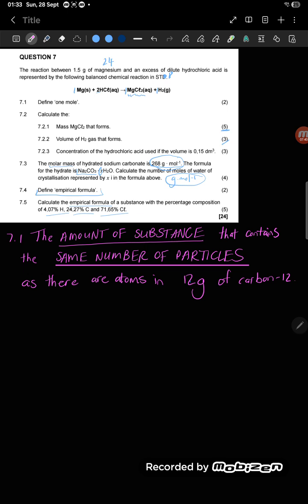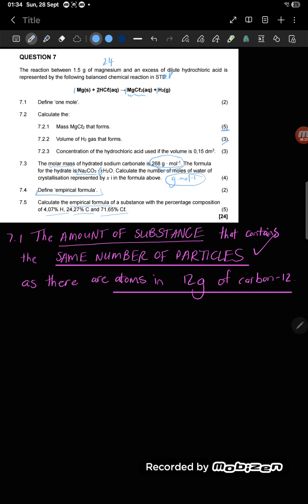Okay, to define 1 mole, the amount of substance, it's for 2 marks, that contains the same number of particles. I'm going to get a mark for same number of particles as there are atoms in 12 grams of carbon-12. So everything uses that as the stencil, as everything is weighed against 12 grams of carbon-12.